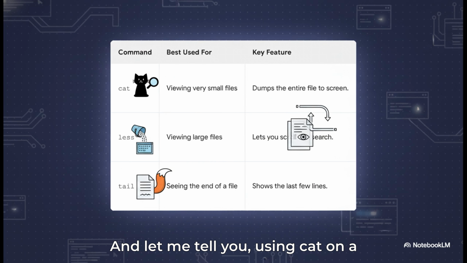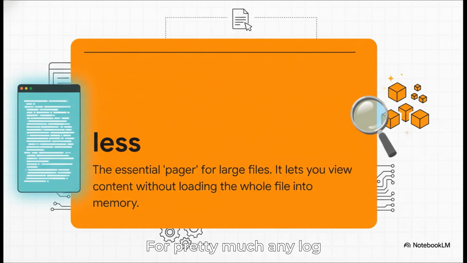And let me tell you, using cat on a giant gigabyte-sized log file is a classic mistake. It will just flood your screen and you'll have a bad time. For pretty much any log file you're investigating, less is going to be your absolute best friend. It's called a pager, and its magic is that it lets you look at the file without loading the whole thing into memory, which makes it incredibly fast and powerful.